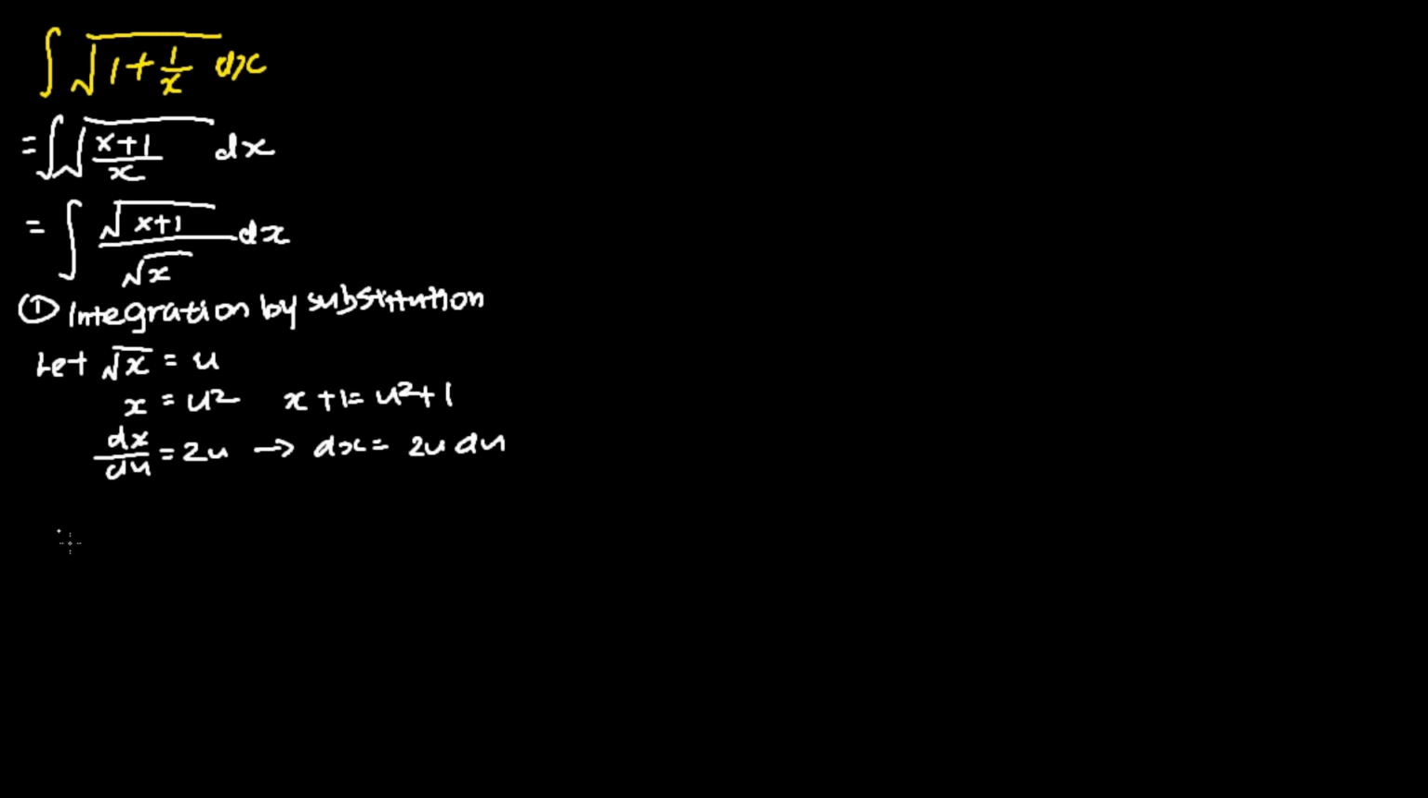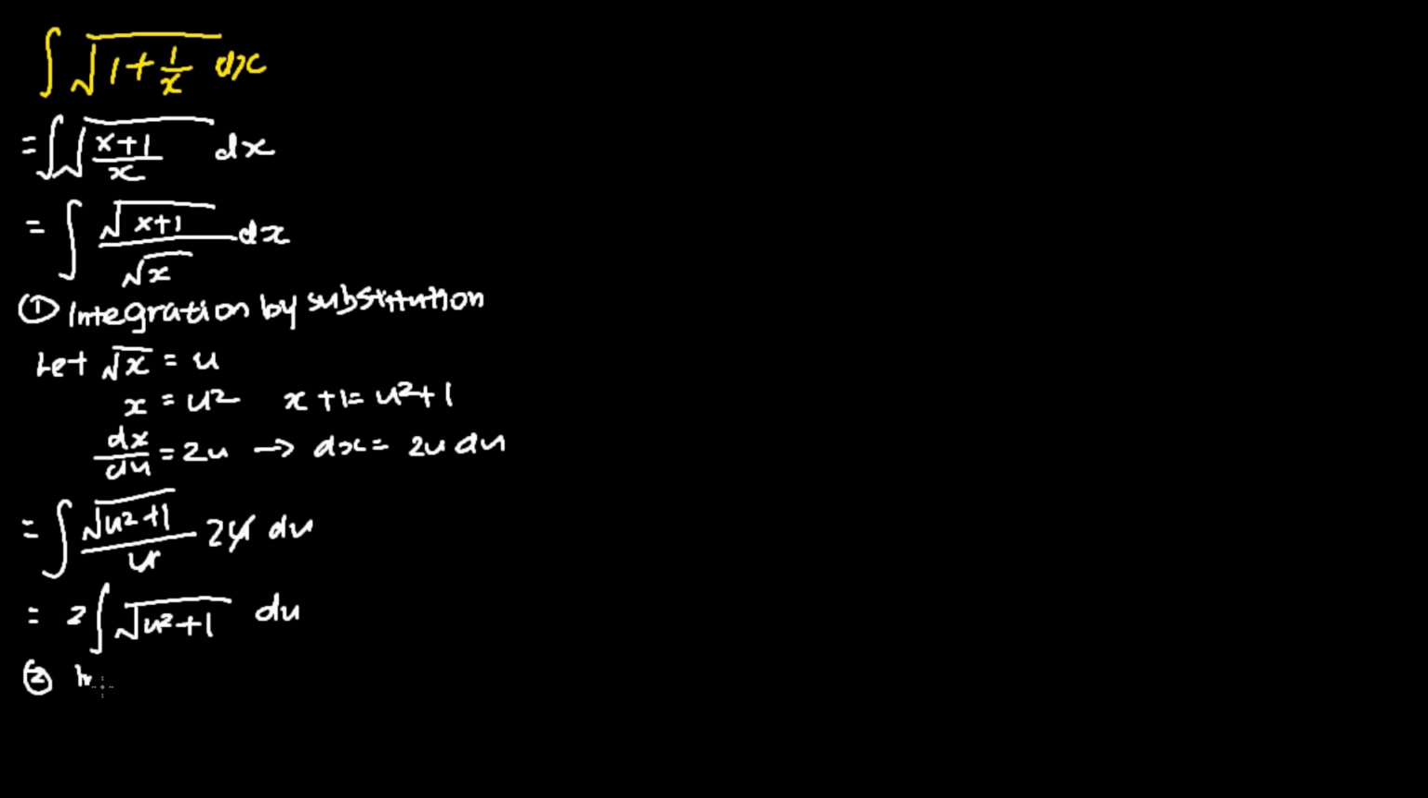And now we can apply the integration by substitution to express in terms of u. I get the following: my numerator would be the square root of x plus 1, so this is equal to the square root of u squared plus 1. And then my denominator, I get u. dx becomes 2u du. The next step I will do is cancel the u and bring the constant 2 out of the integral side. I get the following.